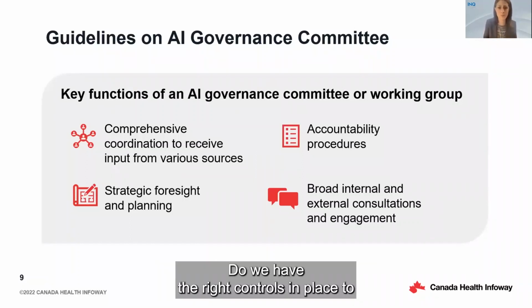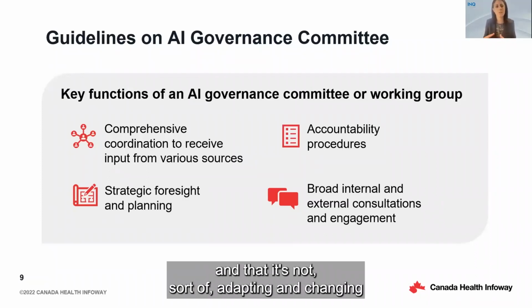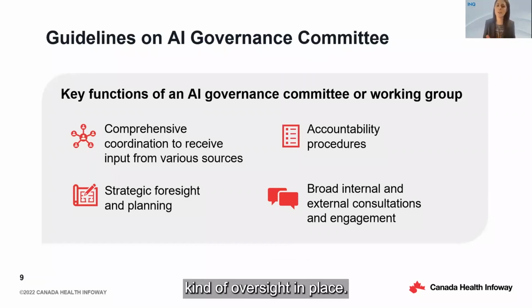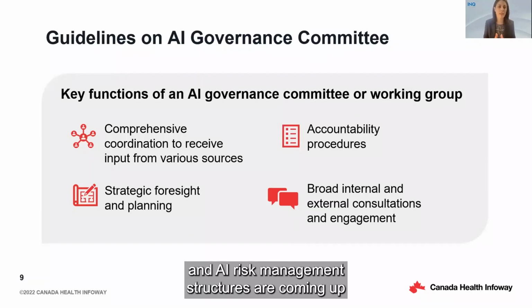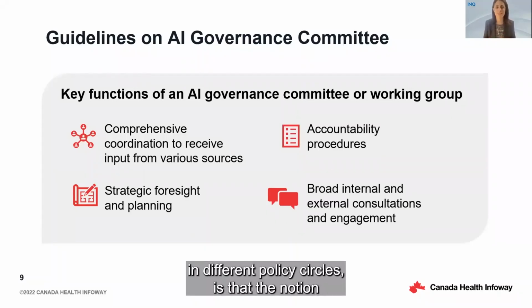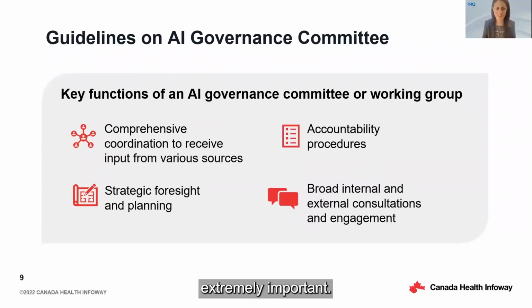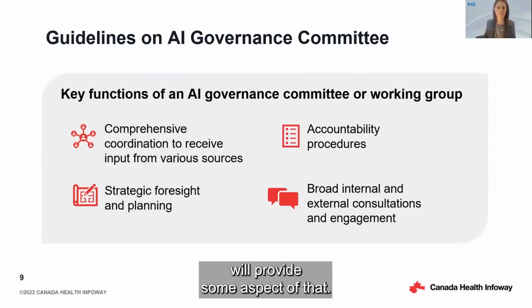Do we have the right controls in place to ensure that the system is doing as intended, and that it's not adapting to a changing data environment? So it's really important to have some kind of oversight in place. What we're finding as more and more AI governance and AI risk management structures are coming up in different policy circles is that the notion of accountability is unsurprisingly extremely important. So this AI governance committee will provide some aspect of that.